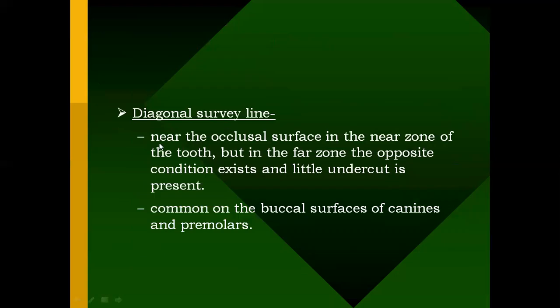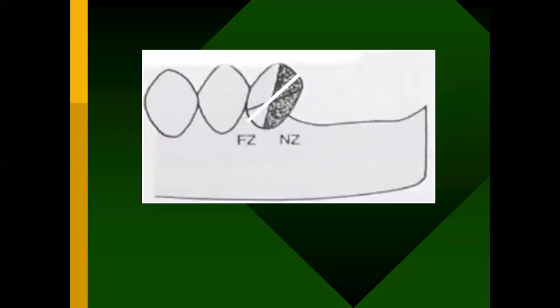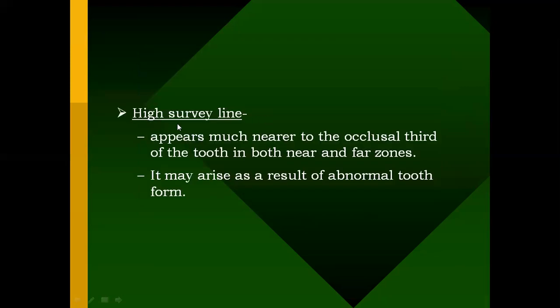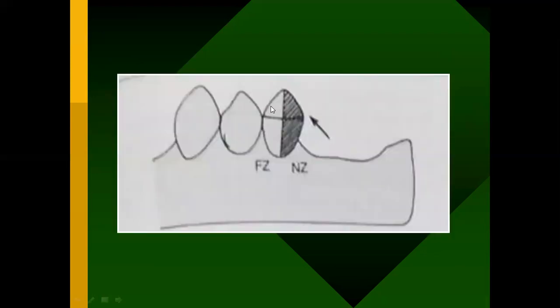Then the diagonal survey line is near the occlusal surface in the near zone of the tooth, but in the far zone the opposite condition exists and little undercut is present. It is common on the buccal surfaces of canines and premolars. This is the diagonal survey line. Then the high survey line appears much nearer to the occlusal third of the tooth in both near and far zones. It may arise as a result of abnormal tooth form. We can see the high survey line in this picture.